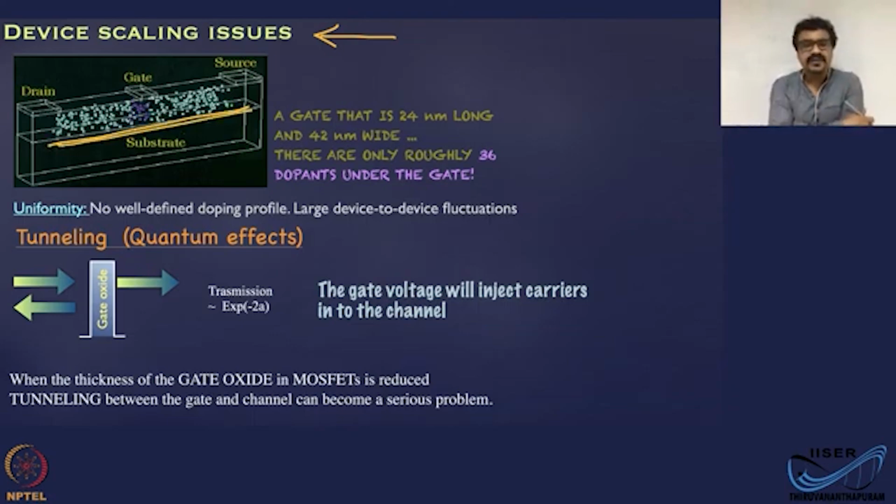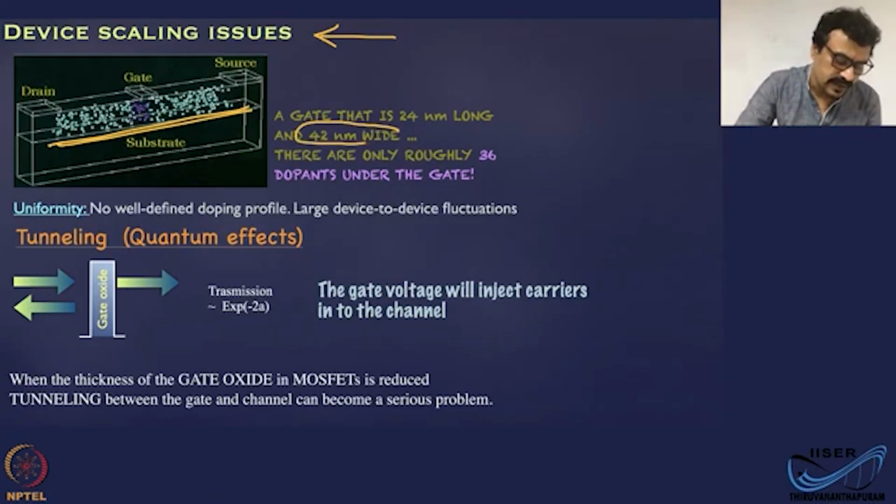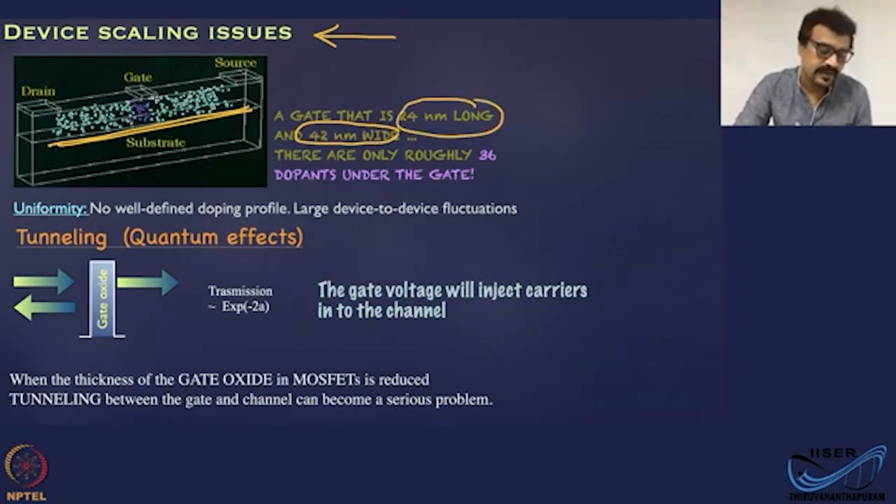Okay, now remember, if you have something like a 42 nanometer wide gate, okay, and 24 nanometer long, if you have an active region of that dimension, you can say that you have approximately a few tens of dopants underneath the gate.